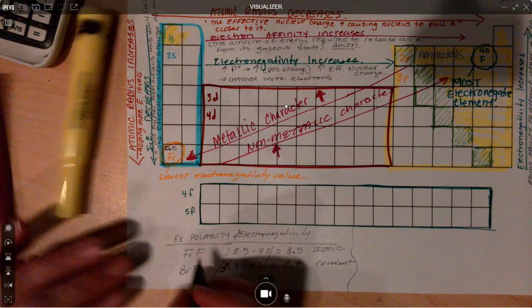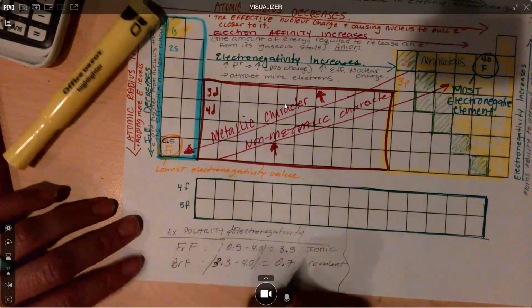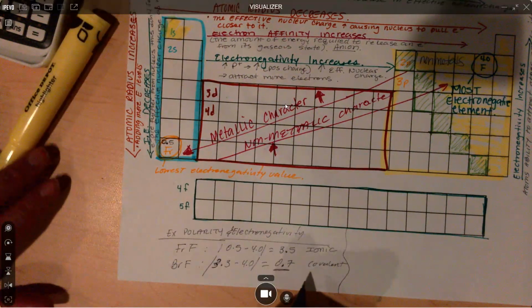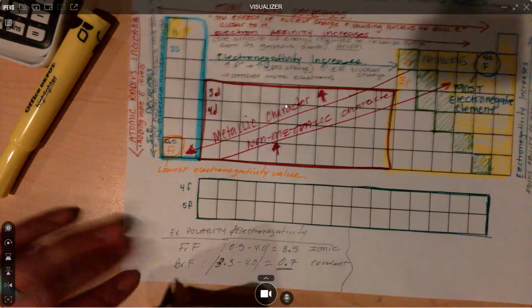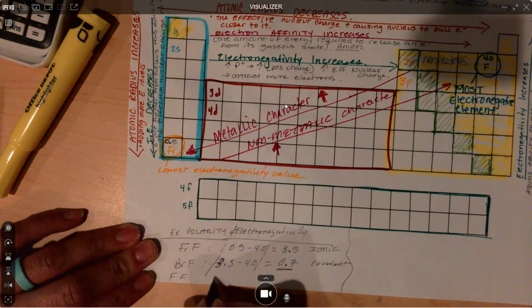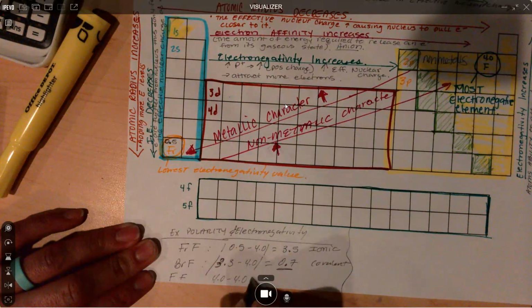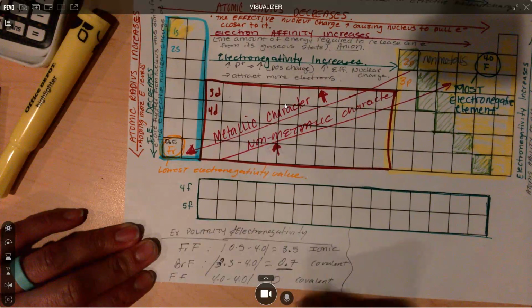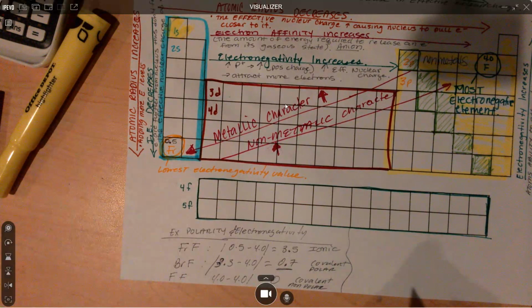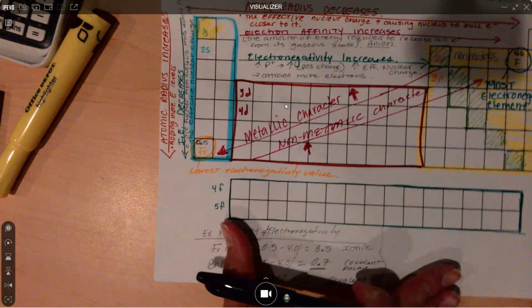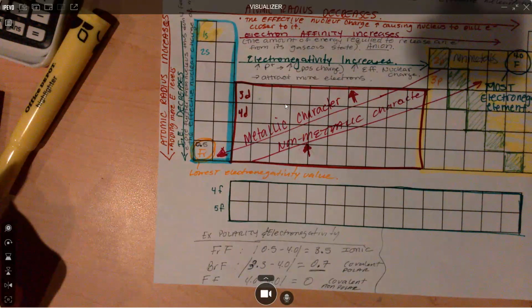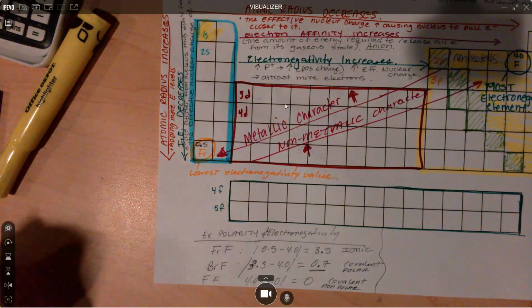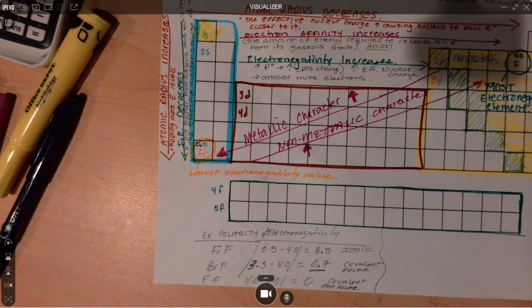So these ones are polar, okay? And you know it's polar because this is not a 0. If this was 0, for example, fluorine and fluorine, you're going to have 4.0 minus 4.0, which is going to equal 0, which is covalent, and it's going to be non-polar. And this is covalent and is polar, right? So there is some attraction, and electrons are not being shared equally between the atoms.